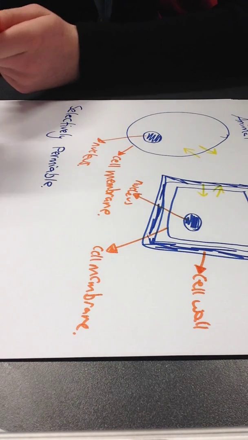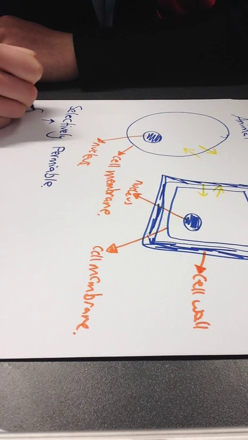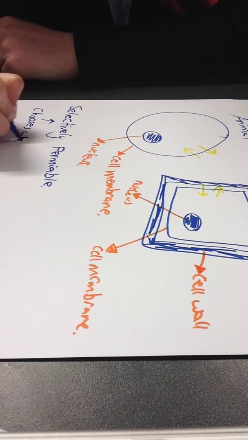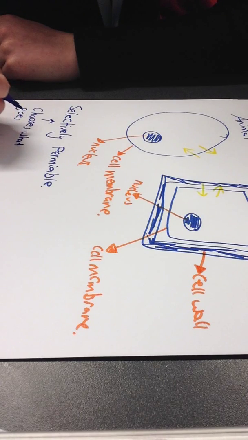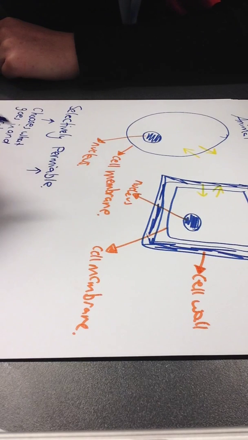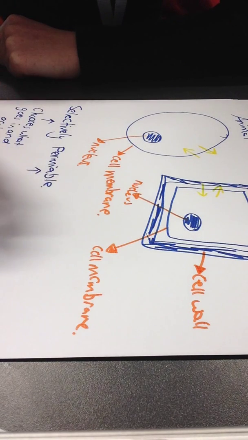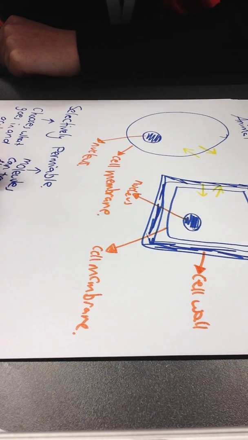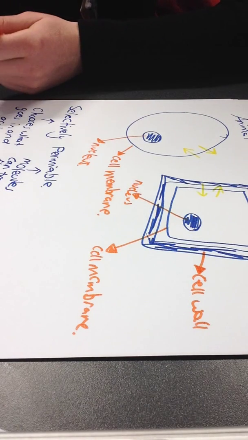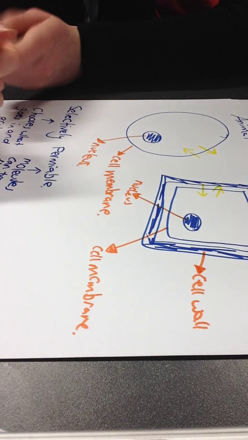So what do we mean by that? Selectively means that it chooses what goes in and out. It's selective. And permeable means that, if something's fully permeable, things can go in and out of it all the time. So permeable just means that molecules can travel through it. Okay, cool. So we've got our cell membrane, we've got our nucleus, and we've got our cell wall.